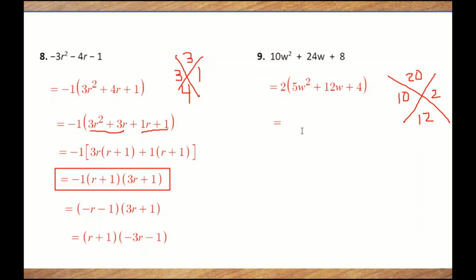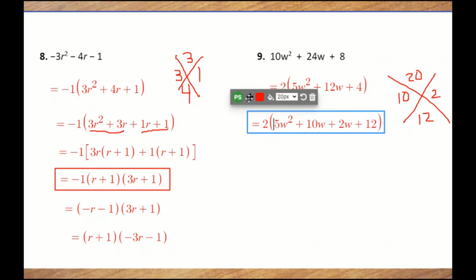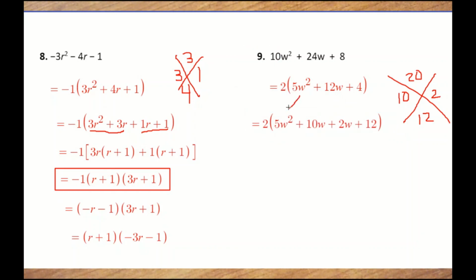So let's go back to this equation. So we should have 5w squared plus 10w plus 2w plus 12. Notice how I kept the first and the last numbers the same, right? This is the same. This is the same. It's just that middle term that I'm splitting up so that this factoring technique will even work. If you don't do this, the factoring by grouping technique is just sort of dead in the water. It doesn't really work unless you do this.